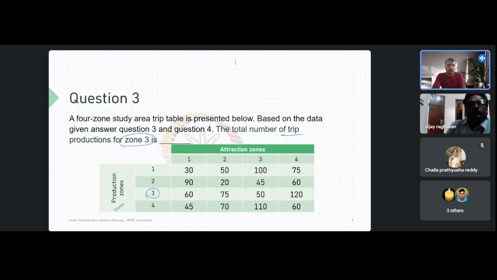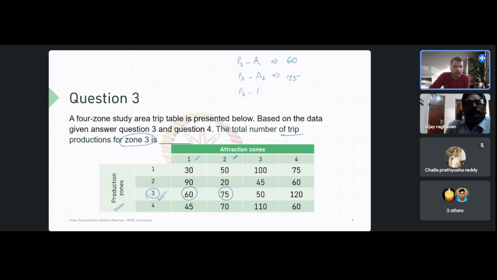So production is happening in zone 3 and let's say attraction is happening in zone 1. So how many are the number of trips? Production in 3, attraction in 1. So this will be this cell. That is 60. Next is production happening in 3 and attraction in 2. So we'll match the row and the corresponding column. So this will be here 75.